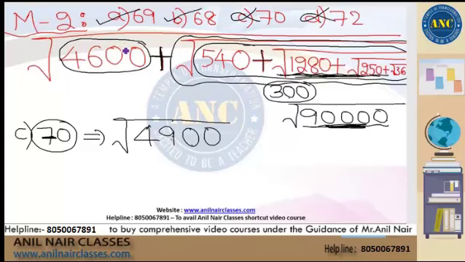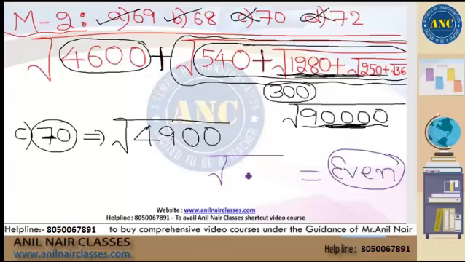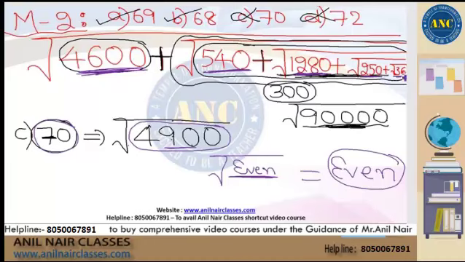See here, think logically. When will you get the square root of some number as an even number? The square root of some number becomes an even number if the number inside the square root is an even number. Common sense. For example, 4900 is an even number, and the square root of an even number became an even number. That means out of 69 and 68, 4600 is even, 540 is even, 1280 is even, 250 is even, 36 is even. The square root of an even number is always an even number. 69 is not an even number. The answer should be 68.